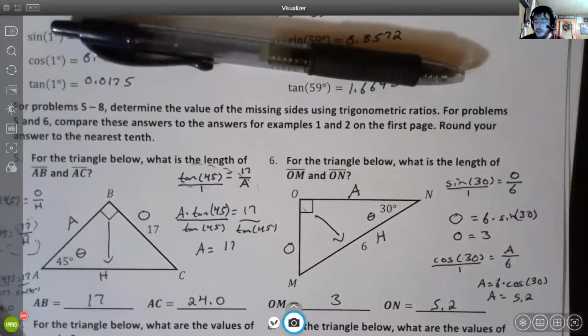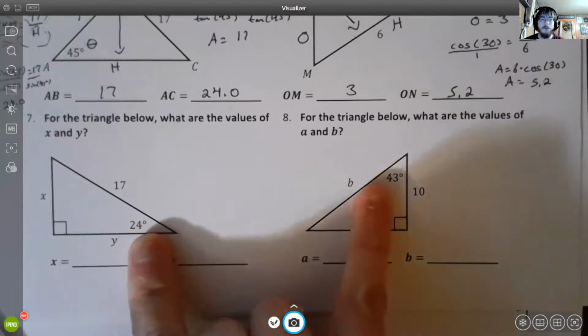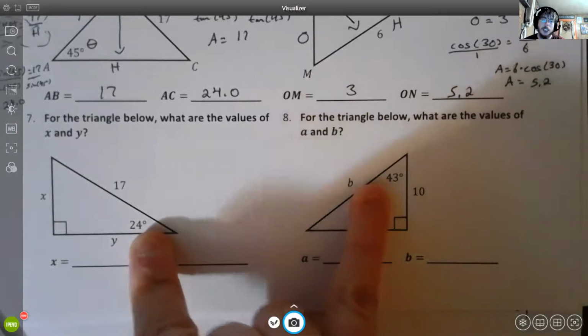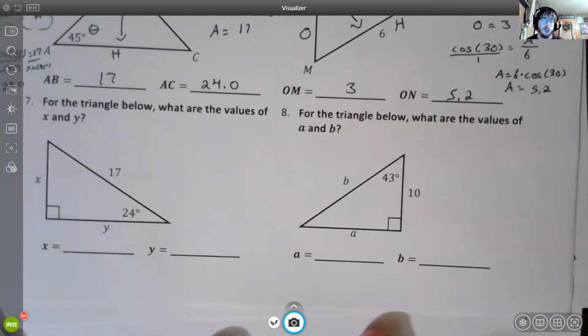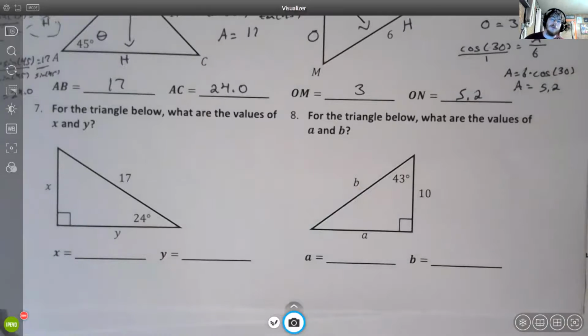In the next video, we will talk about number 7 and 8 on here. We're going to do the same process, but this time we have different values than 45 or 30 or 60. So we need to make sure we use trig on these. Trig is not optional for those.